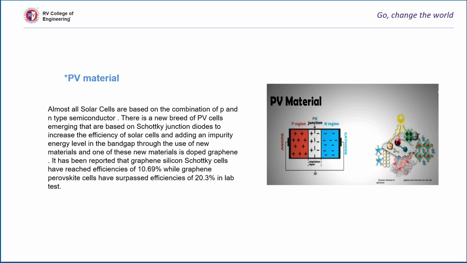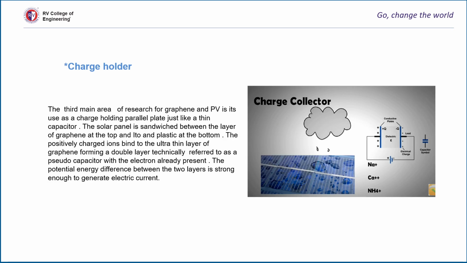And one of these new materials is doped graphene. It has been reported that graphene silicon Schottky cells have reached efficiency of 10.69%, while graphene perovskite cells have surpassed efficiency of 20.3% in lab tests. So finally, let's now examine another use of graphene in solar cells as a charge collector, or we can say charge holder.